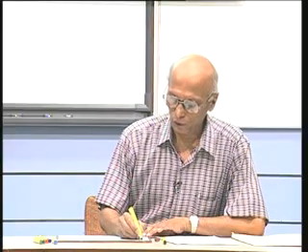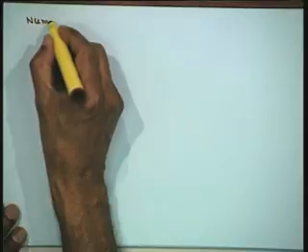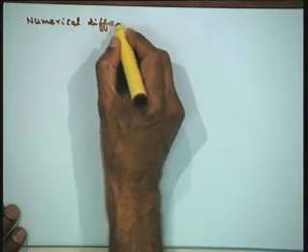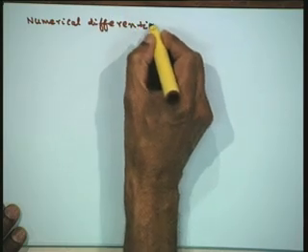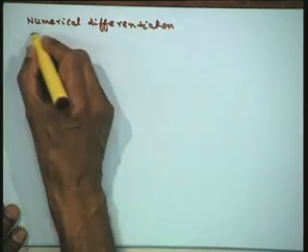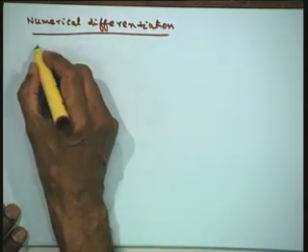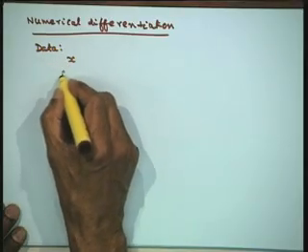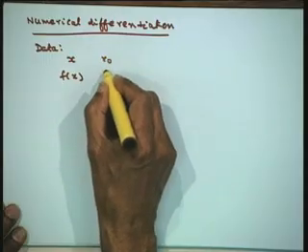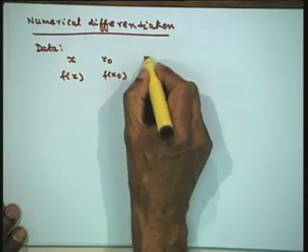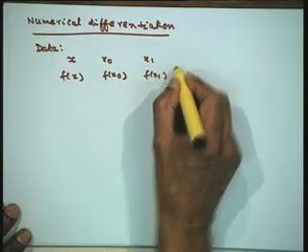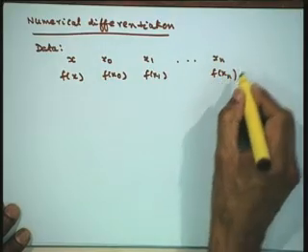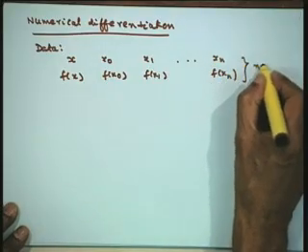So, let us define numerical differentiation. We are given a data of n plus 1 points which we were considering earlier. So, we have this data: x0, f at x0; x1, f at x1; and so on, xn, f at xn. So, we have a data of n plus 1 points.